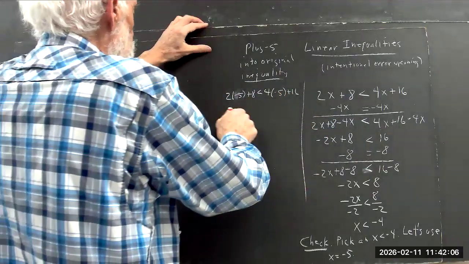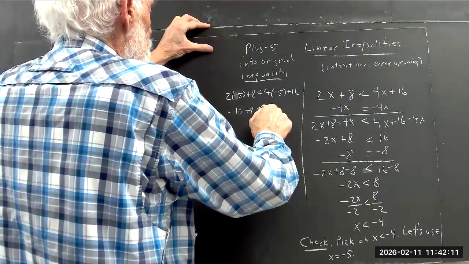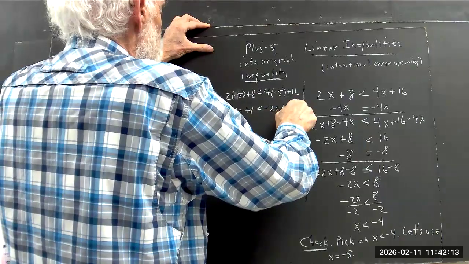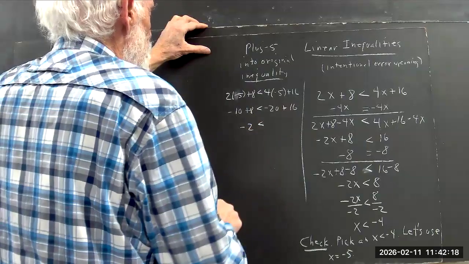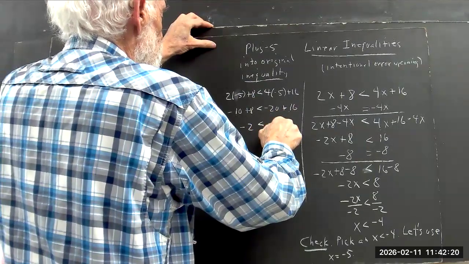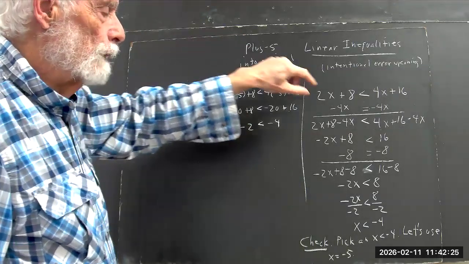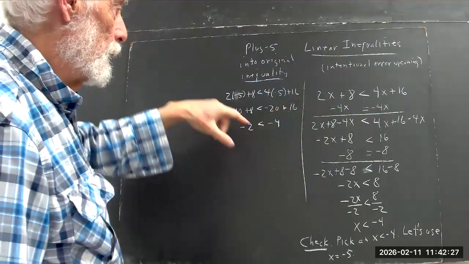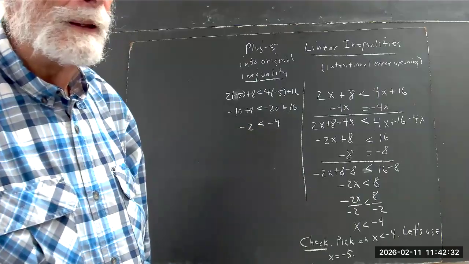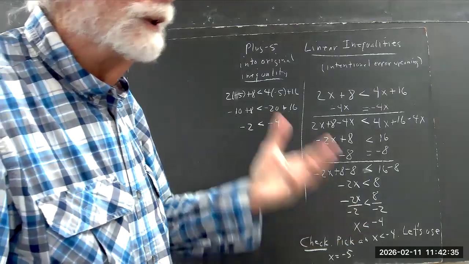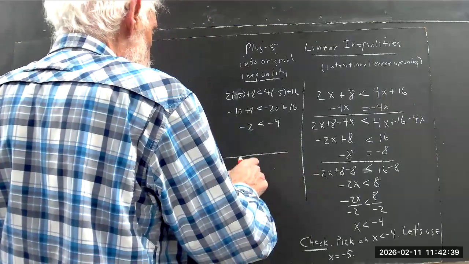Okay, well, we can evaluate those numbers. We get -10 plus 8 on the left, and on the right, we get -20 plus 16. -10 plus 8 is -2, and -20 plus 16 is -4. So if we plug -5 into the original equation and evaluate everything, we get -2 is less than -4. Now, it probably looks wrong to most of you, but let's make sure we understand why it's wrong.